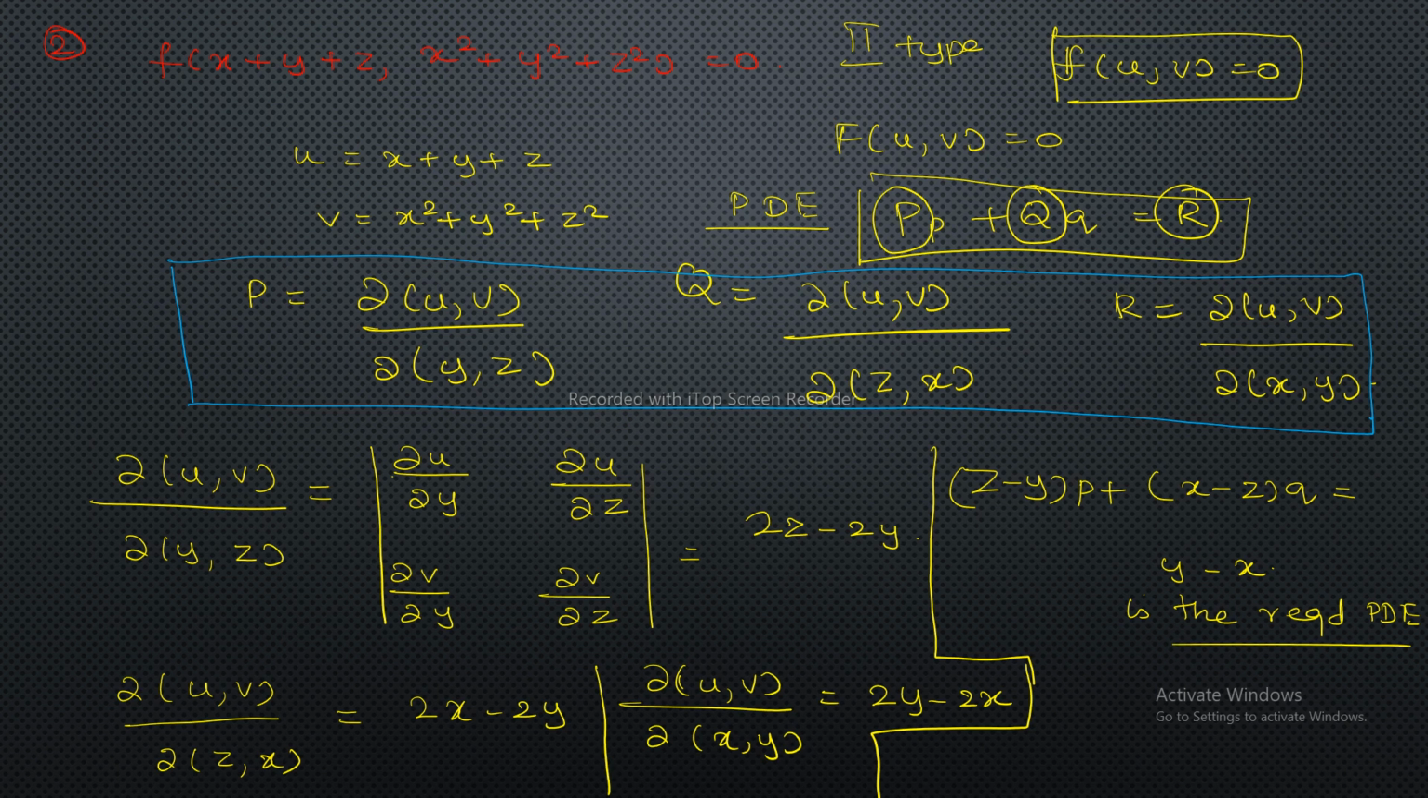So I remember this as P, Q, R. So you start from R, okay, x, y, y, z and z, x. So your corresponding Jacobian matrix will be like that. So it is an easy way of remembering the formula.